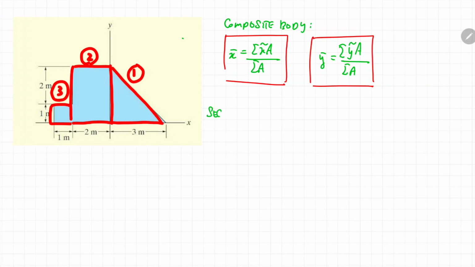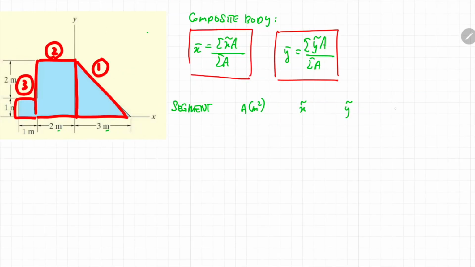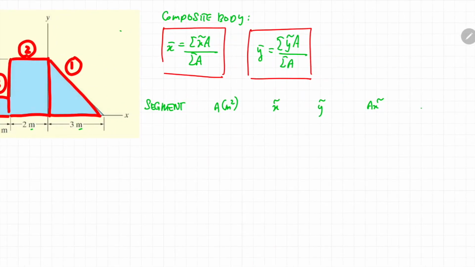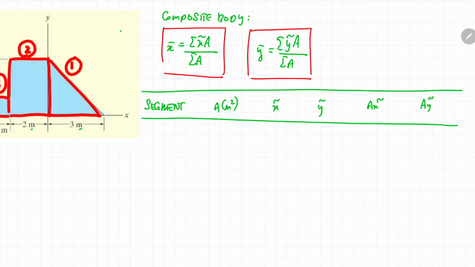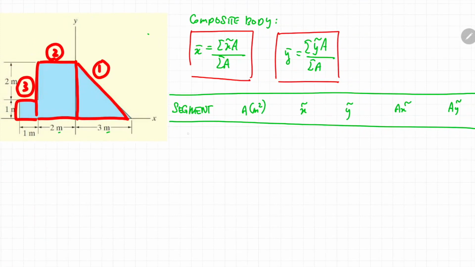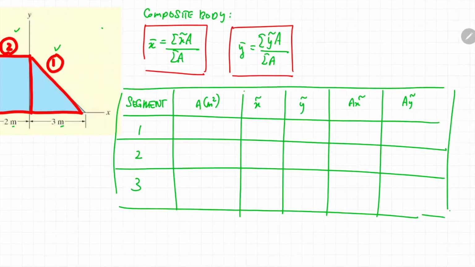The first column would be the segment or the simple shape. The second column would be the area of that shape. The third and fourth columns would be the centroid of the shape, which is the x curve and also the y curve. The fifth column would be the multiplication of the area with the x curve, and the final column would be the multiplication of the area with the y curve. All this information is necessary to calculate the centroid of the overall composite body. Since we have 3 shapes in our composite body, we are going to add another 3 rows to our table.